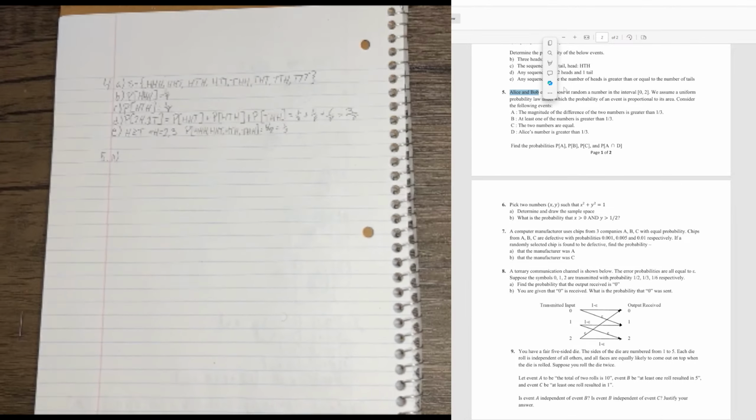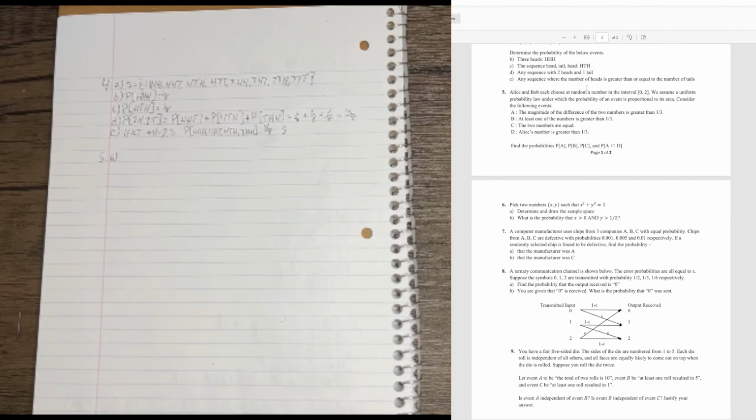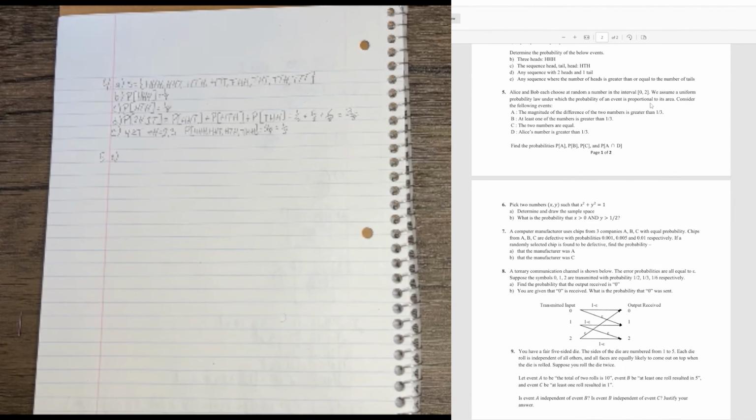Alice and Bob choose at random a number in the interval 1, 2. We assume a uniform probability law under which the probability of an event is proportional to its area. So basically the area is the probability. Proportional, sorry, because that does matter. If it was 0 to 1, then it would be the area, but whatever.